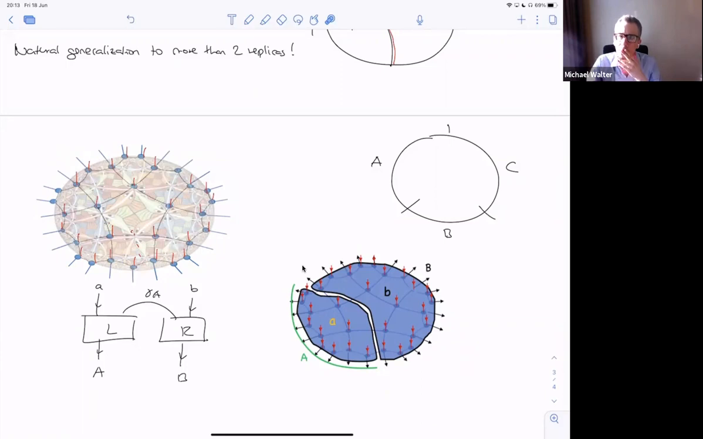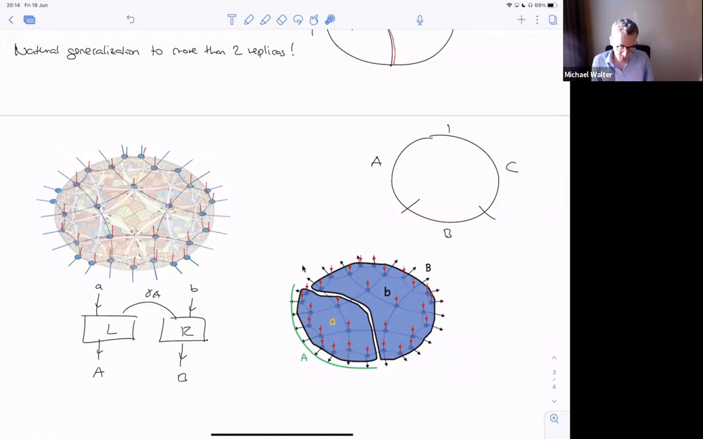Does that make sense? Yeah, that makes sense. Okay. And is it possible to count how many boundary states you would have, and then say that only a small fraction of them have a geometrical bulk or something like that? Yeah, that's a great question.